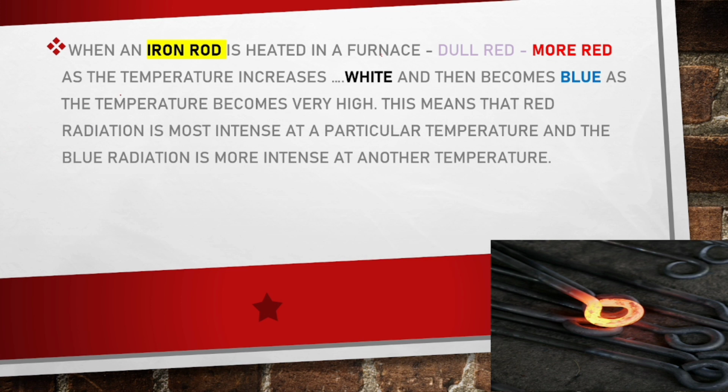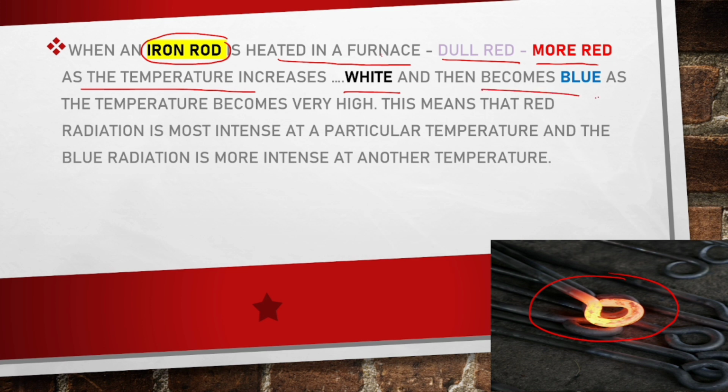Next, black body radiation in detail. You may have seen an iron rod, isn't it? That picture is seen in the image, an iron rod heated in a furnace. What happens when an iron rod is heated in a furnace? It first becomes a dull red color, then more and more red as the temperature increases. It becomes white and then blue.